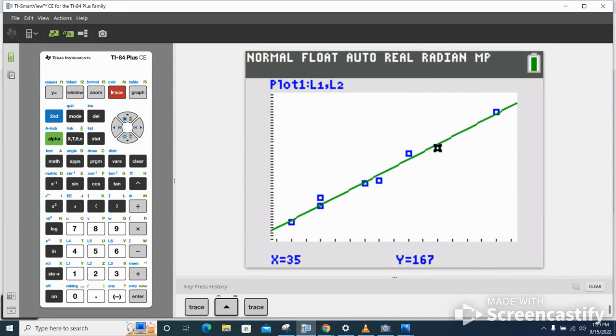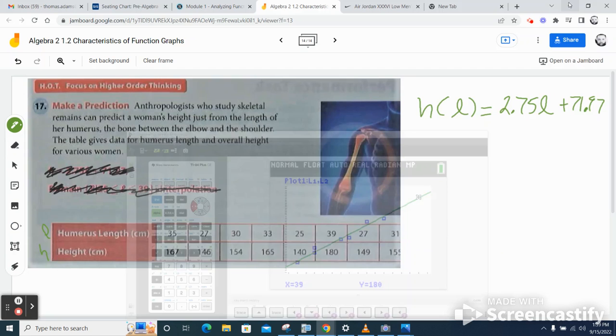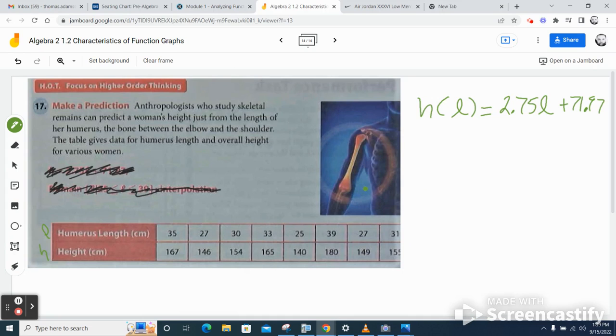Now, the other thing they want to know is the domain. So to find the domain, we find the lowest x value. What's the lowest x value? 25 on that. What's the highest x value? 39. So then for this, my domain is referring to my L values, and it is 25 to 39.